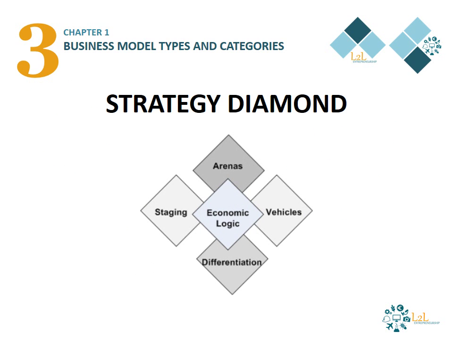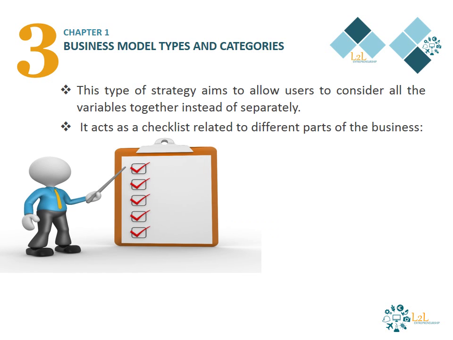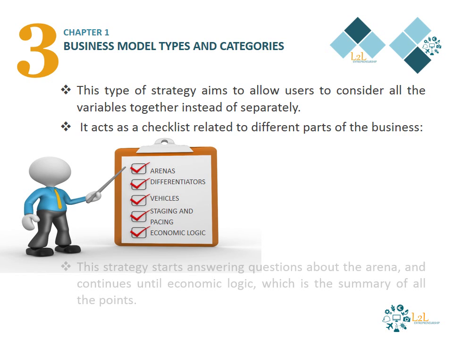Strategy diamond. This type of strategy aims to allow users to consider all the variables together instead of separately. It acts as a checklist related to parts of the business. This strategy starts by answering questions about arenas and continues until arriving at economic logic, which is a summary of all the points.